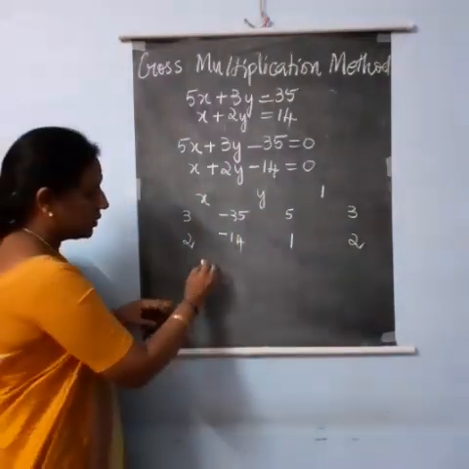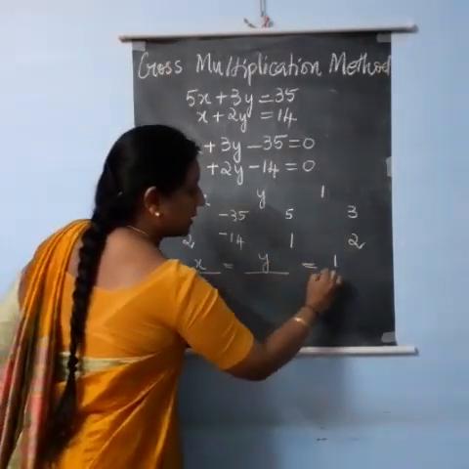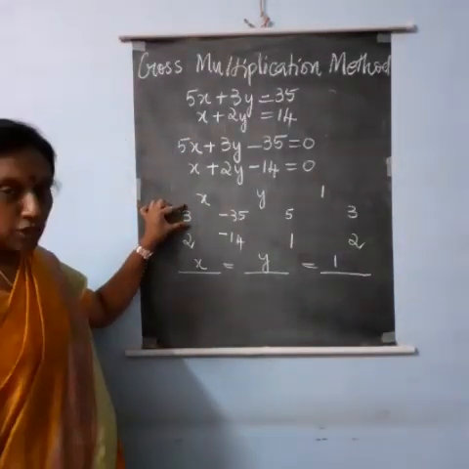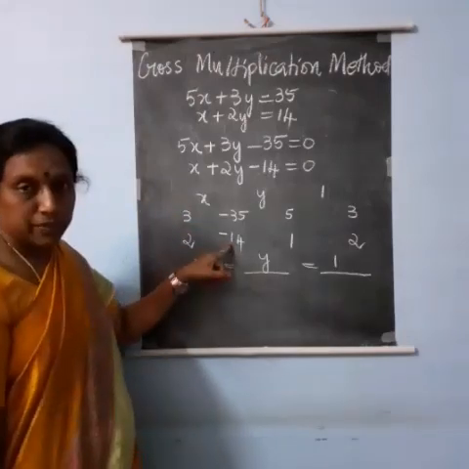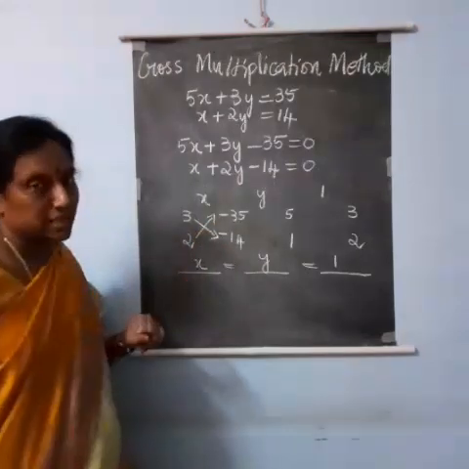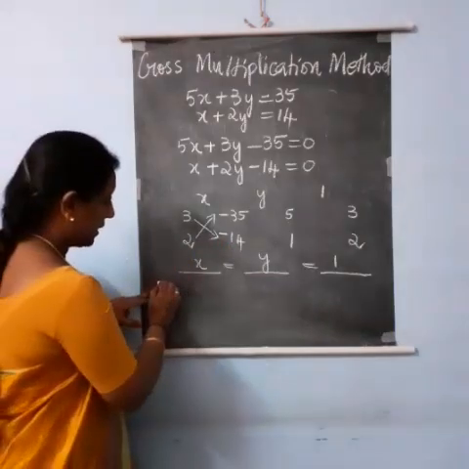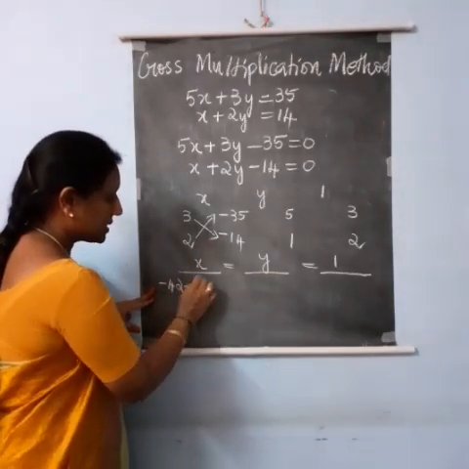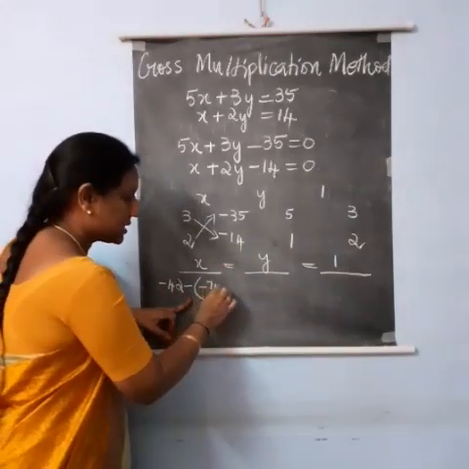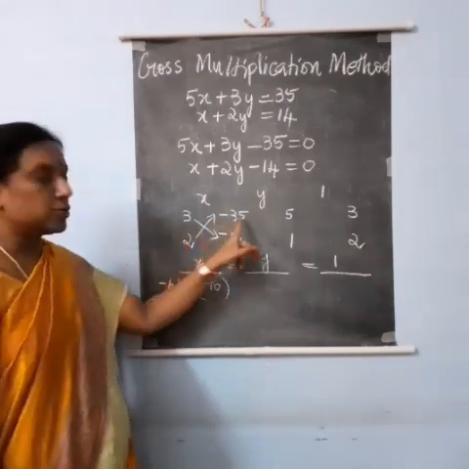Now the formula goes like this: x divided by, y divided by, and 1 divided by. Then we will multiply the term on the top with the term down, top to down minus down to top. That is the formula. So 3 into minus 14 will be minus 42, minus of 2 into minus 35 will be minus 70. Are we okay with that? Top to down minus down to top.